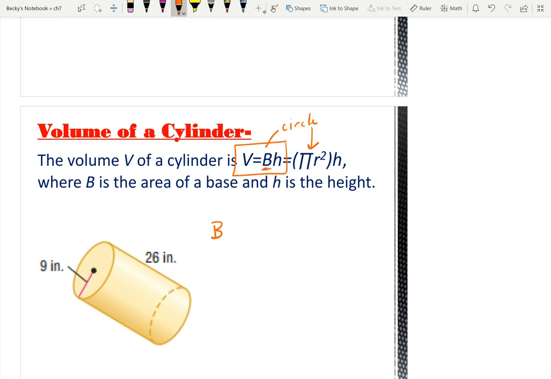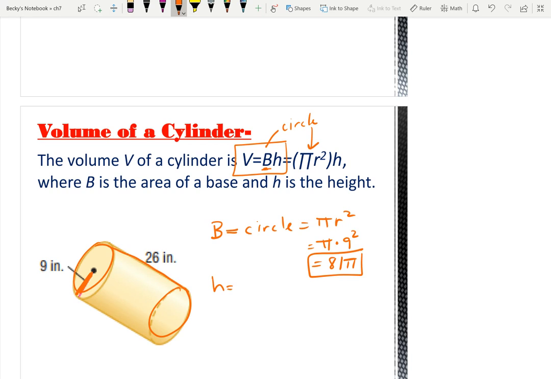So let's find the area of the base, which is a circle, which is pi r squared. And whenever we have pi, remember we leave it in terms of pi, so we just look for the radius and you plug it in and square it. So my radius here is 9. Okay, so let's plug that in. Pi times 9 squared, so that's 81 pi, and that is my base. My height is how far apart the two circles are from each other, and the circles are the bases. So my height here is 26.